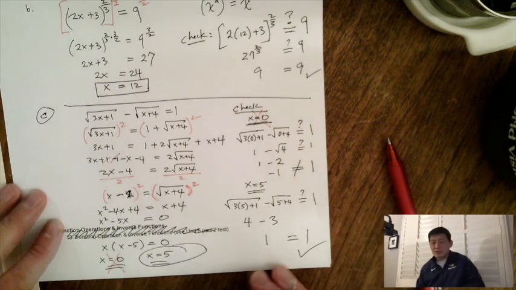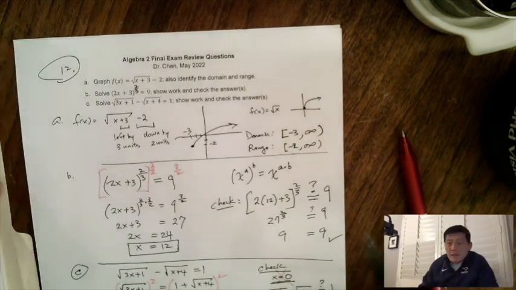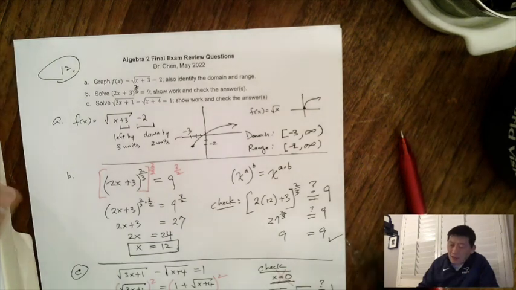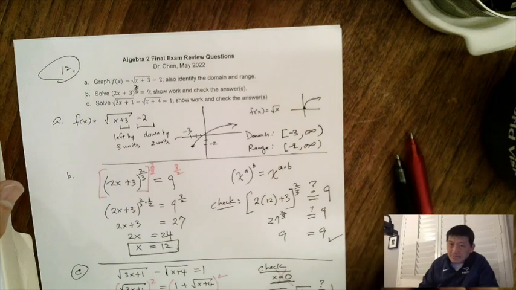All right, so there you go. This is a three-part problem on radical and rational exponent types of problems. Okay, all right. See you in the next video for another problem.